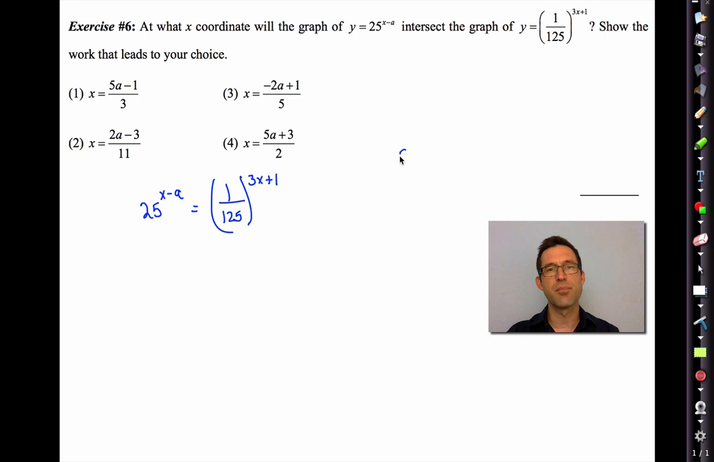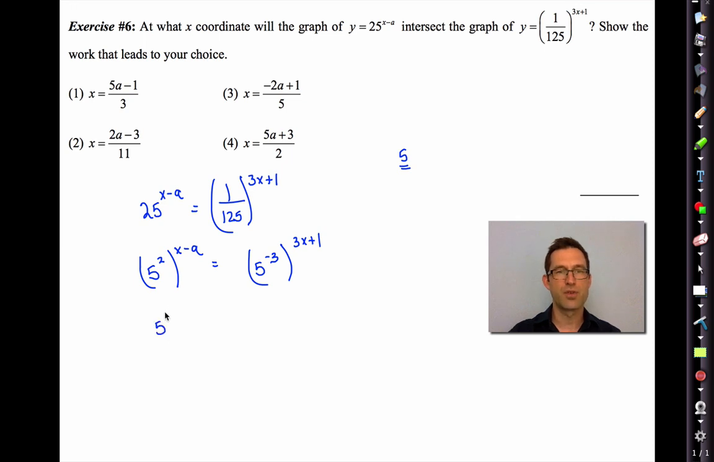Now that common base is a base of 5. We've seen both of these a couple times today. 25 is obviously 5 squared to the x minus a. 125 is 5 to the minus 3. All right, so there we got our common base of 5. When we distribute those inner powers, we get 5 to the 2x minus 2a is equal to 5 to the negative 9x minus 3. We've now got our common bases.